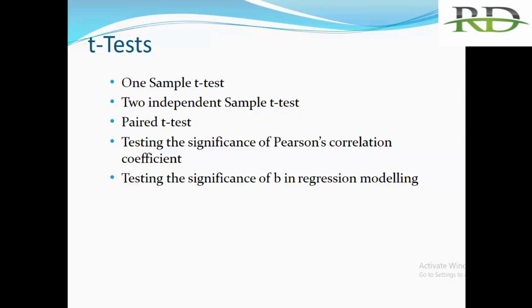Then it can also be used for testing the significance of correlation and regression. This is slightly advanced statistics, which is beyond the scope of this course. But if somewhere you come across these terms, then you know. T-test is also used to test for the significance of correlations and regression. But majorly, we will be focusing on one sample t-test, independent t-test, and paired t-test.